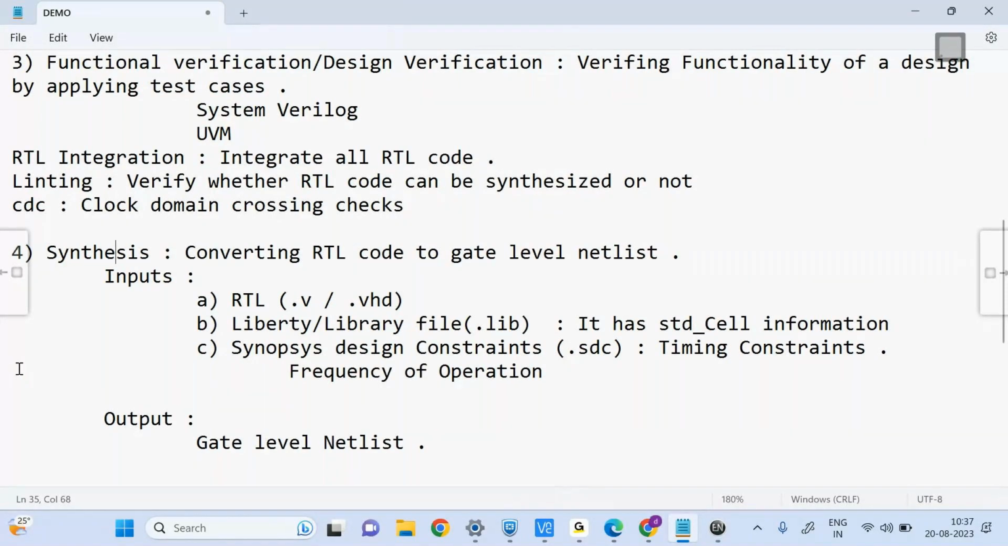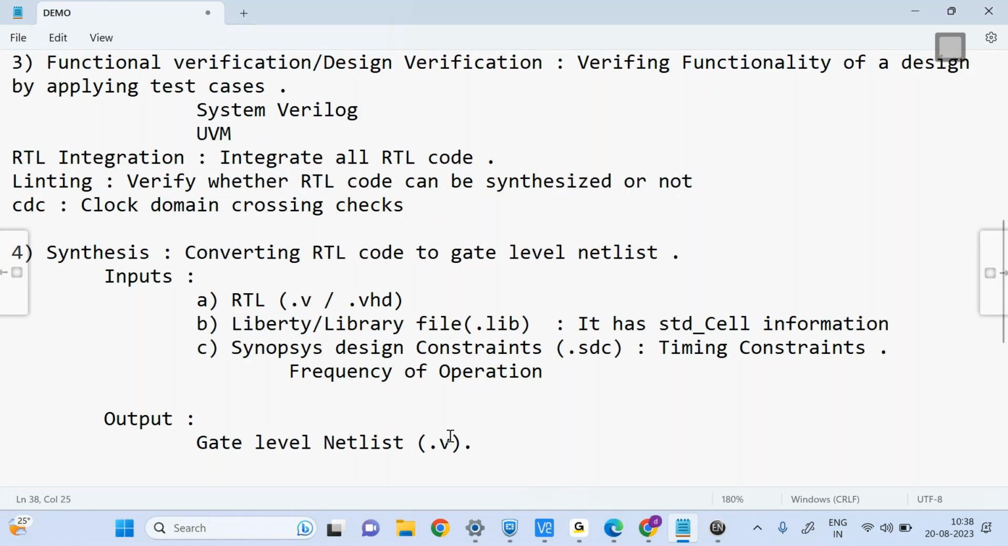I can ask one question. What is the format of this gate level netlist? It is .v, sir. The gate level netlist is also a Verilog file. Sir, the input is also a Verilog file, and the output is also a Verilog file. Then what is the difference? RTL is also a Verilog file, and the gate level netlist is also a Verilog file. What is the difference?